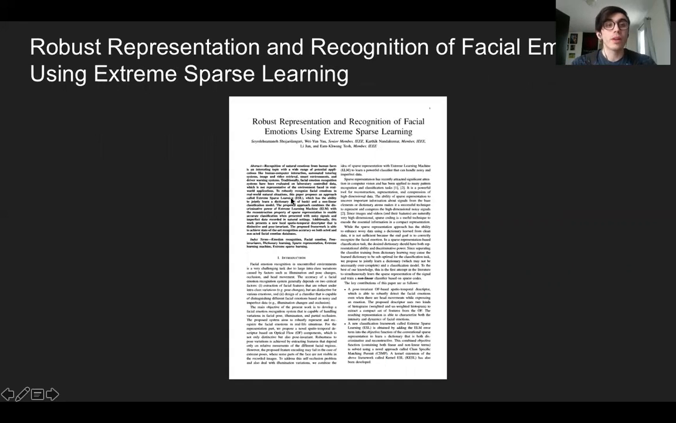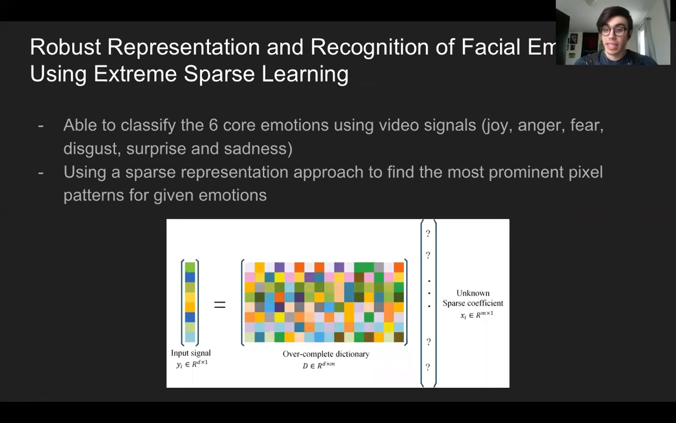Now, moving on, the second article investigated was robust representation and recognition of facial emotions using extreme sparse learning. Now, this scheme aimed to classify the 6 core emotions using video signals. So these 6 emotions were joy, anger, fear, disgust, surprise, and sadness.